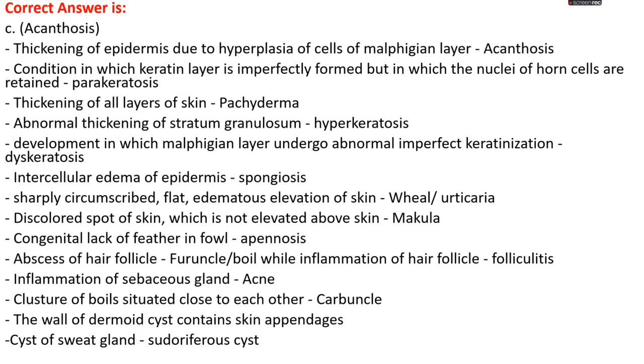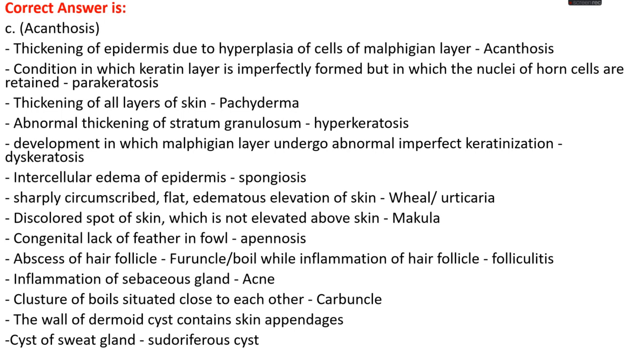A condition in which the keratin layer is imperfectly formed, but the nuclei of the horn cells are retained, is known as parakeratosis. Thickening of all layers of skin is known as pachyderma. Abnormal thickening of the stratum granulosum is known as hyperkeratosis. Development in which the Malpighian layer undergoes abnormal, imperfect keratinization is known as dyskeratosis. Intercellular edema of the epidermis is known as spongiosis.